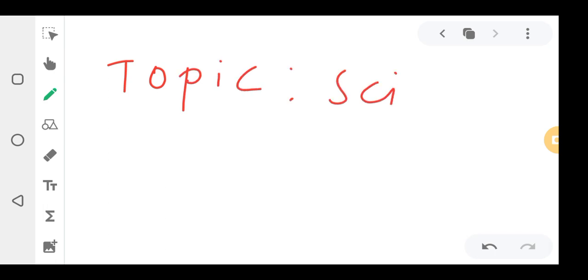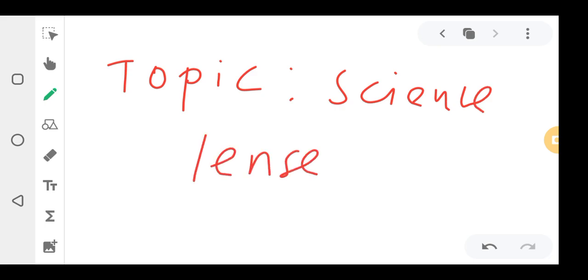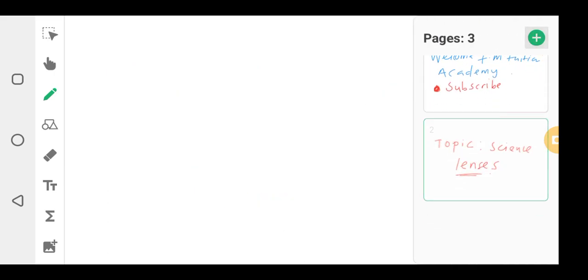Now let's go straight into the topic for today. This is for grade 8 and 9. The topic we're going to be looking at in science is called lenses. Lenses, that's the topic we're looking at. So the first thing we ask ourselves is, what is a lens?